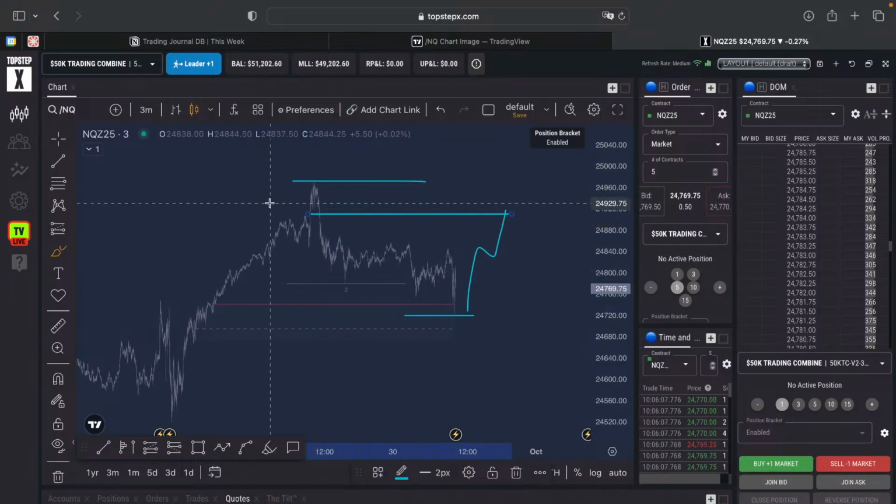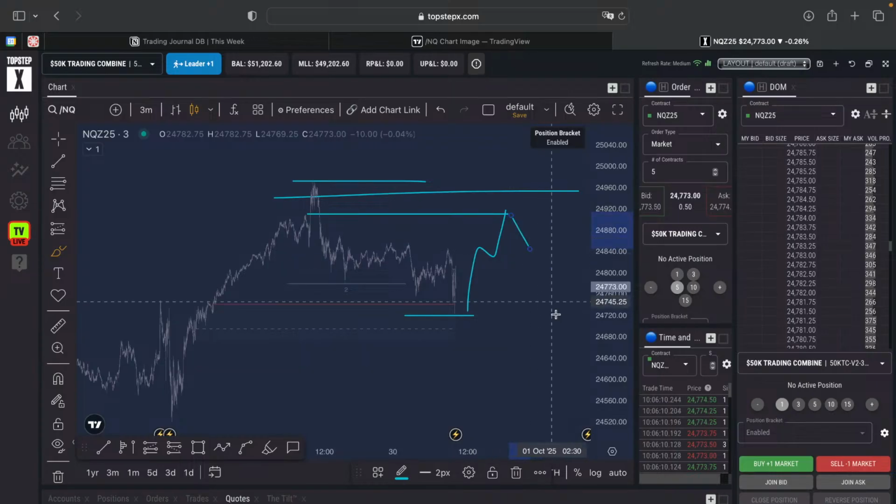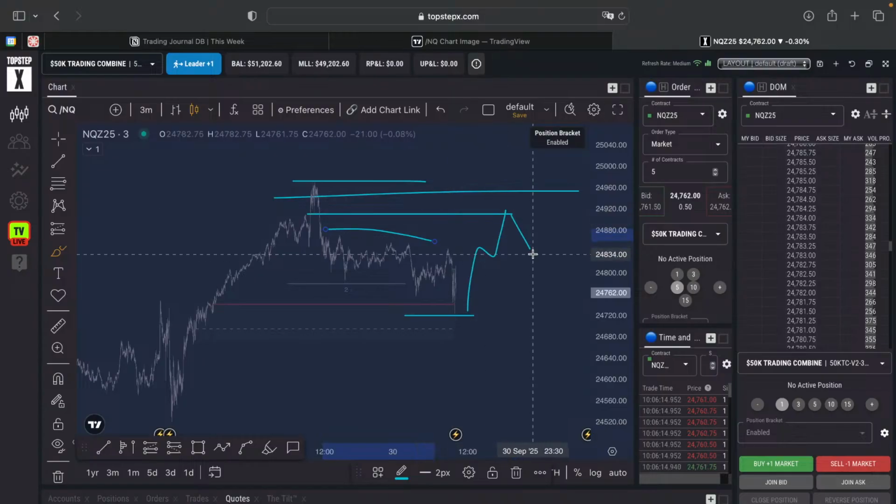Now, once we get back into this area of supply, we more than likely will see a move down because we have cleared all this liquidity, so we have the fuel to come back down.